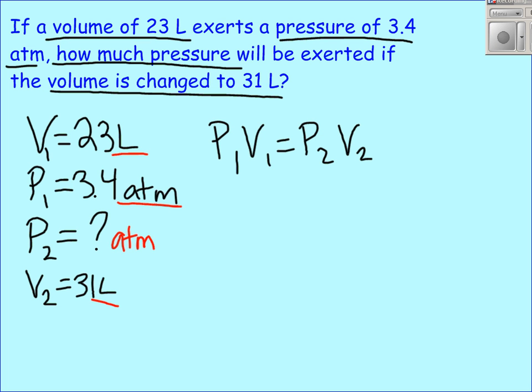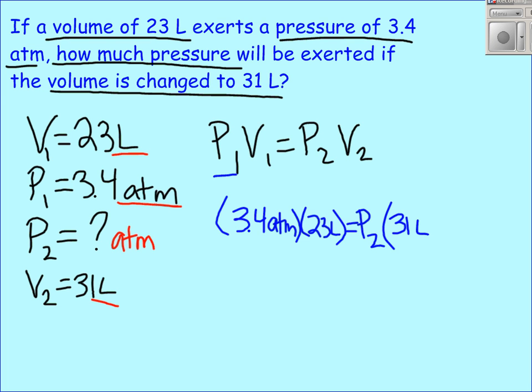Now that I know what equation I'm using, let's go ahead and plug in the numbers where they go. The first one is P1. I know P1 is 3.4 atmospheres. I'm going to times that by my V1, which I know is 23 liters. That is equal to P2, which I'm solving for, times V2, which in this case is 31 liters.